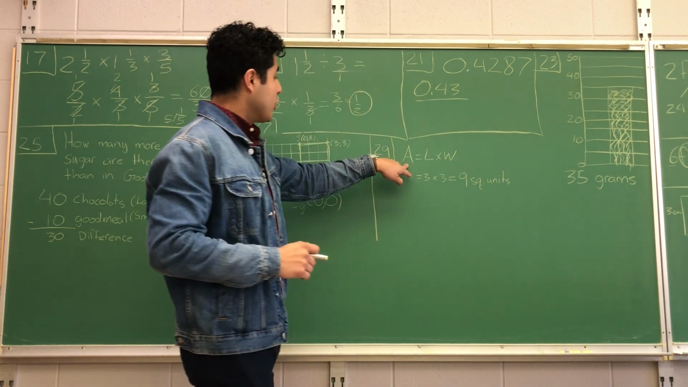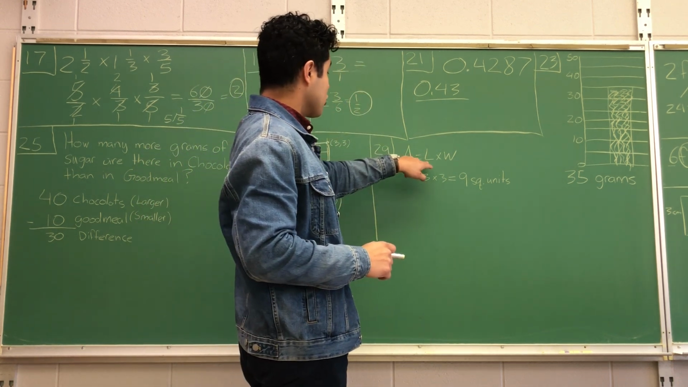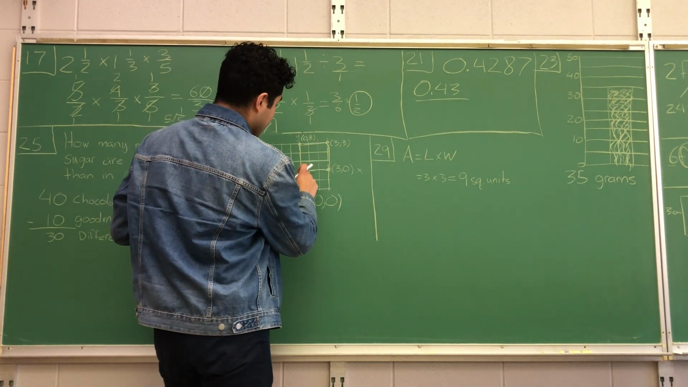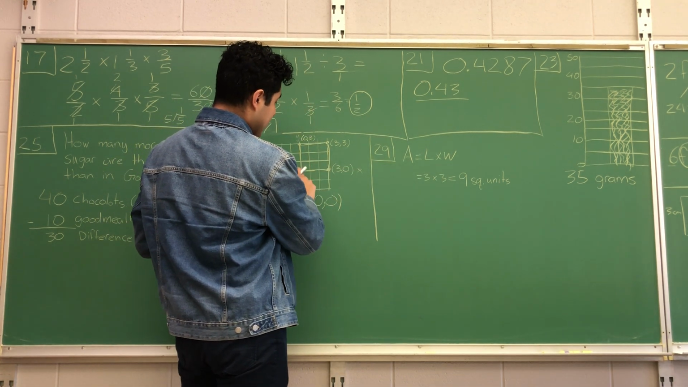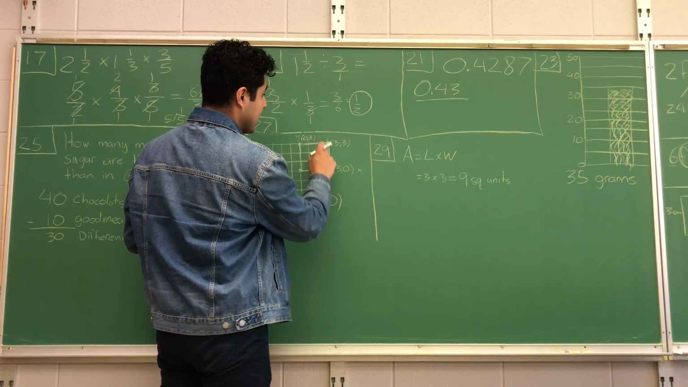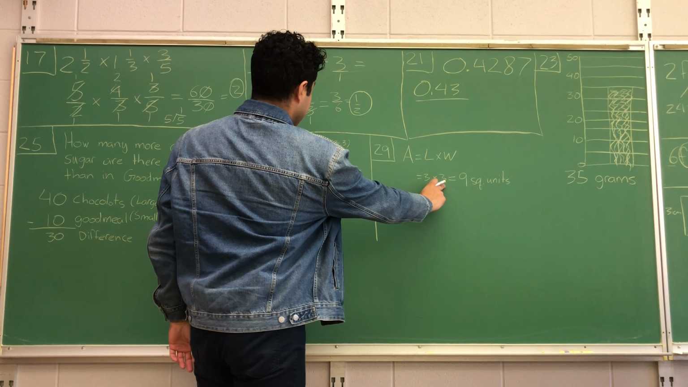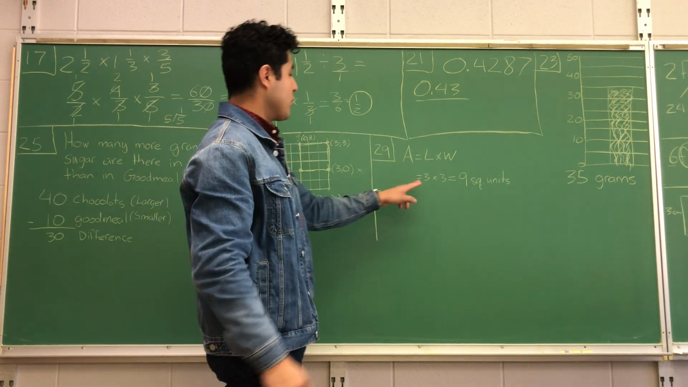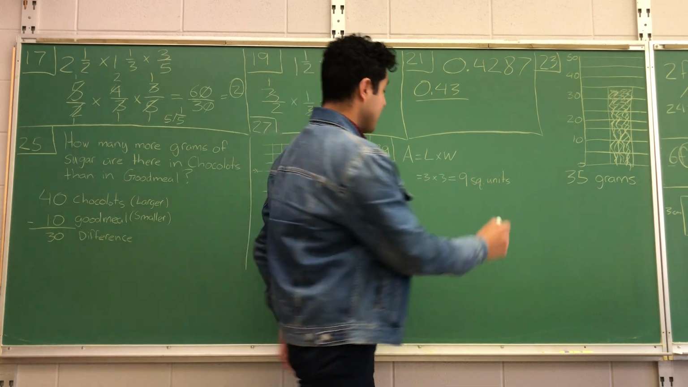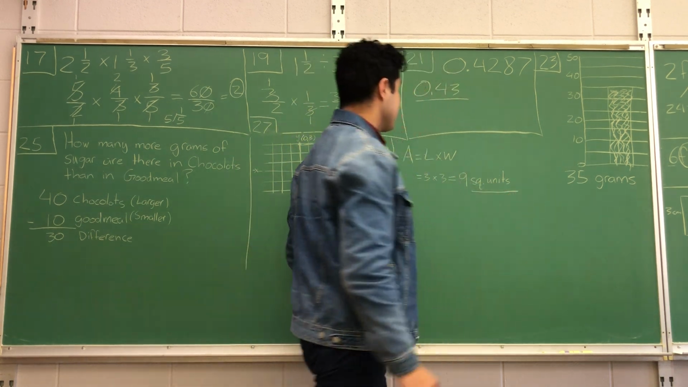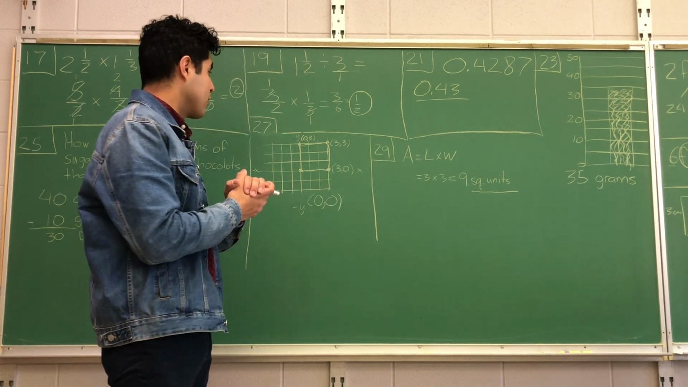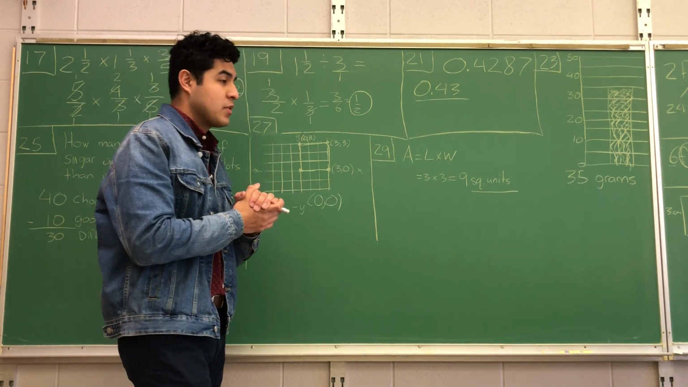So we know that to find the area, we need to multiply the length times the width, okay? So how do you find the length? Well, we count the units. So 1, 2, 3. So that's the length. And what's the width? Well, we count the units this way, 1, 2, 3. So we take 3 times 3 units, and we multiply it. 3 times 3 equals 9 squared units. Make sure you have this label on it. Okay, 9 squared units, and that's your final answer for problem 29.